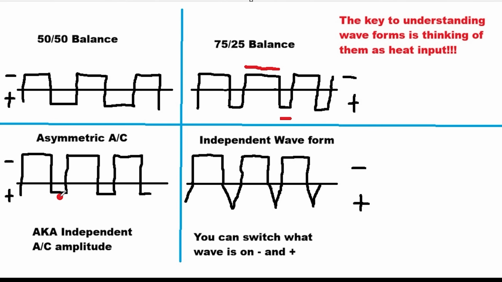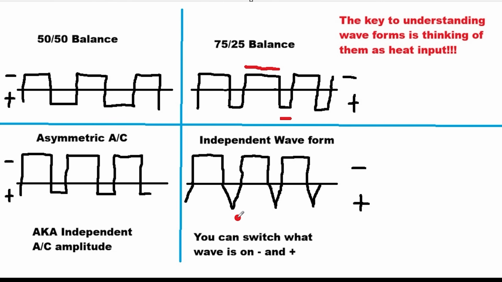because again, we don't really need that much heat input on the positive. We just need the positive to help us clean the aluminum, the oxide off, so that we don't have a dirty, filthy weld pool.